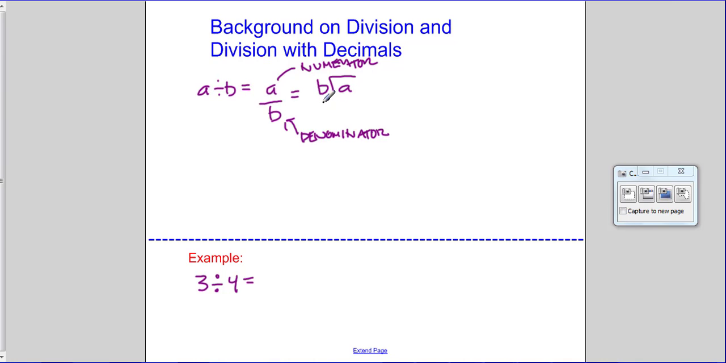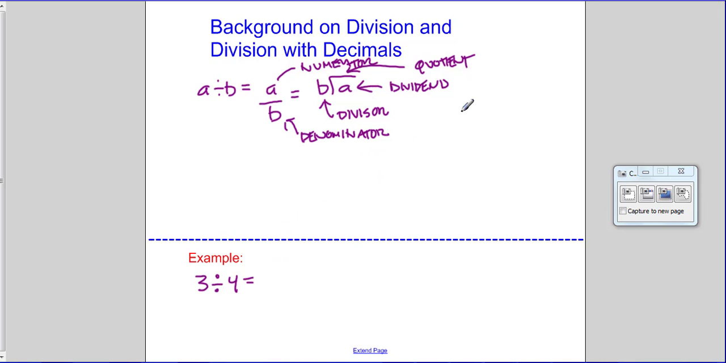When I write it this way, the number I'm dividing by is called the divisor. And the number I'm dividing into is called the dividend. The answer, which would go here, is called the quotient. And when we do decimal division, we don't write the remainder. The remainder is what's left over, but we don't write the remainder when we do decimal division.